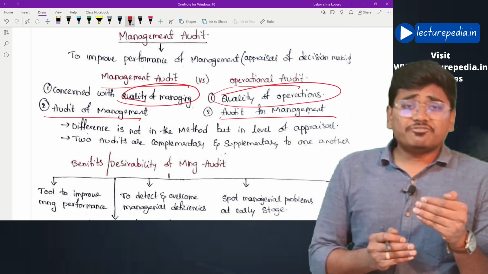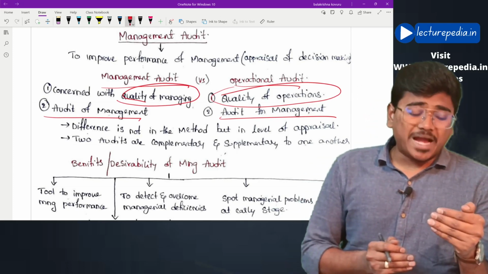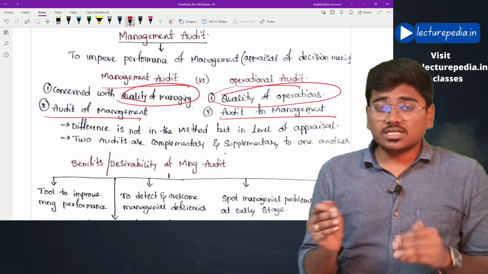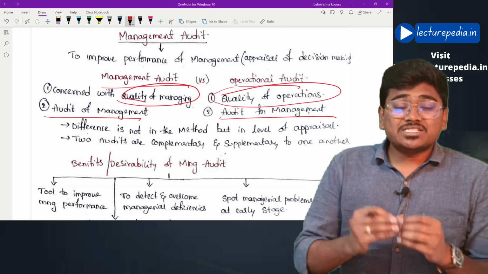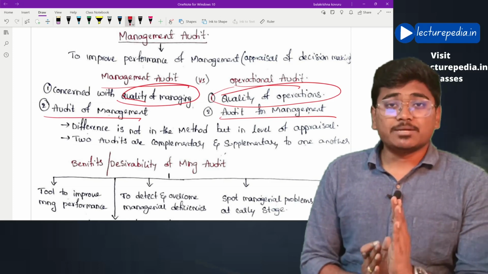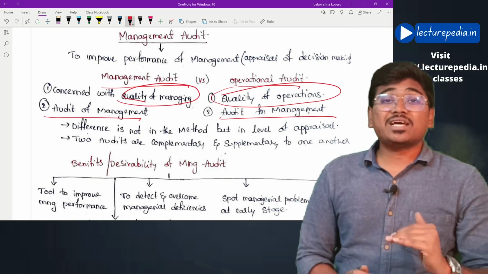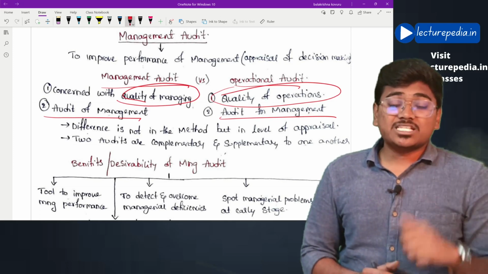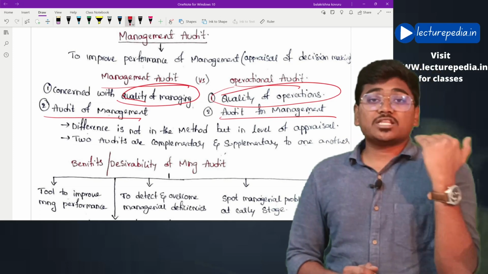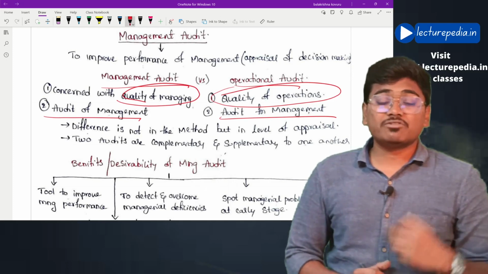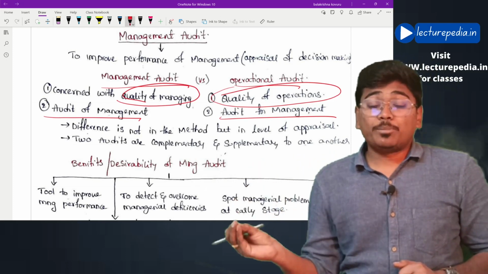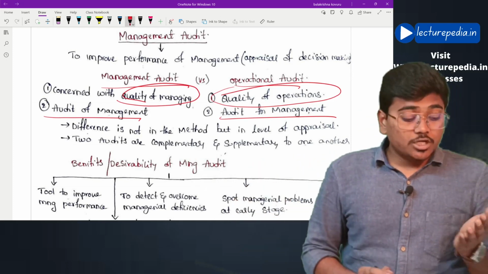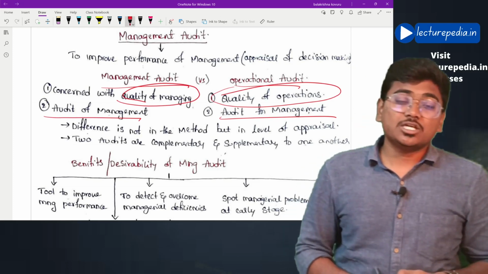And the difference between this management audit and operational audit is not in the method in which it is conducted. The method followed is the same, but the level of appraisal is different. In case of management audit, the management level, the top management level and middle management level will be appraised. In case of operational audit, the lowest level, the operational level will be appraised.